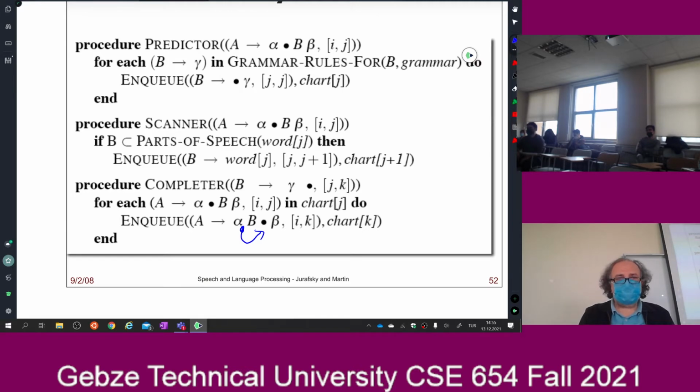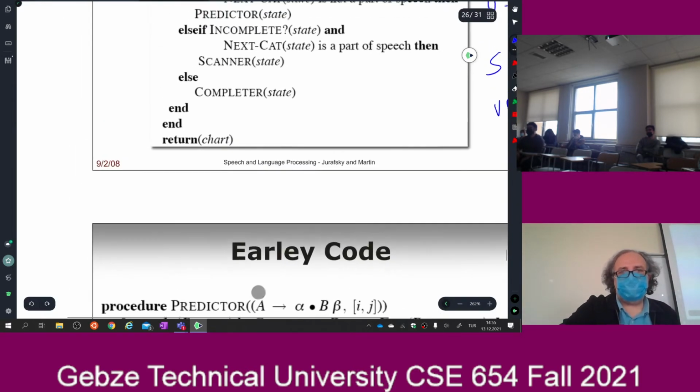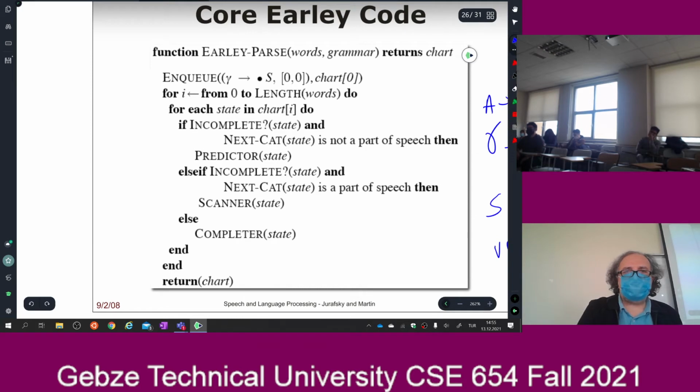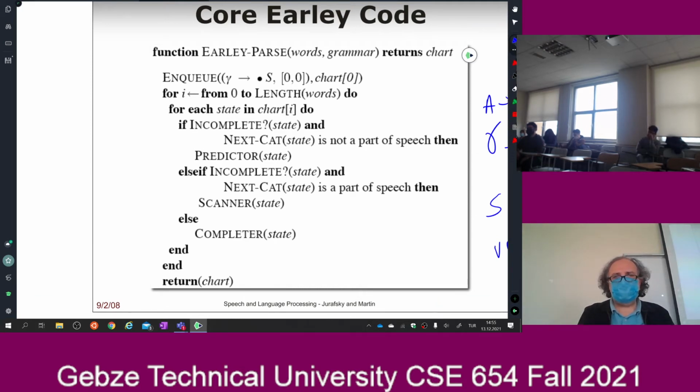As you see, there is a for loop in each of them, and 2 for loops outside. So it is something to the cube. It is not any more or less expensive than CKY, but it is not in exponential time, it is in polynomial time. Any questions so far?